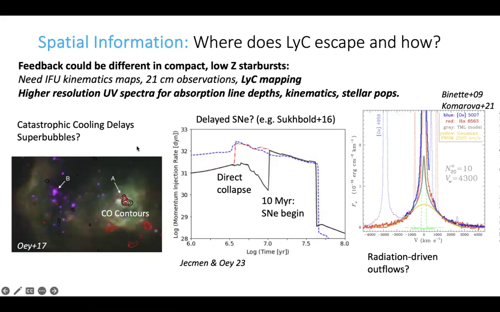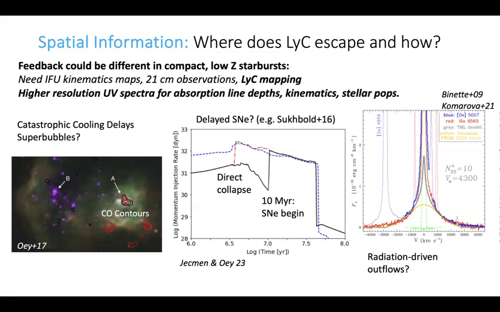At low metallicities, supernovae may go off later. So basically, your stars maintain their mass because they have weaker winds, and more of them go into direct collapse black holes. So your supernovae may not kick in until 10 million years down the line. And so that will change how feedback operates in these systems and which processes are dominant in a starburst of a given age. And then, as I mentioned, Markarian 71 also is a candidate for these radiation-driven outflows. So we need to think about those sorts of processes.